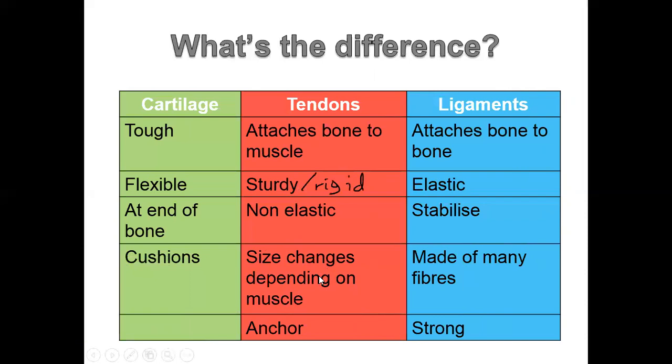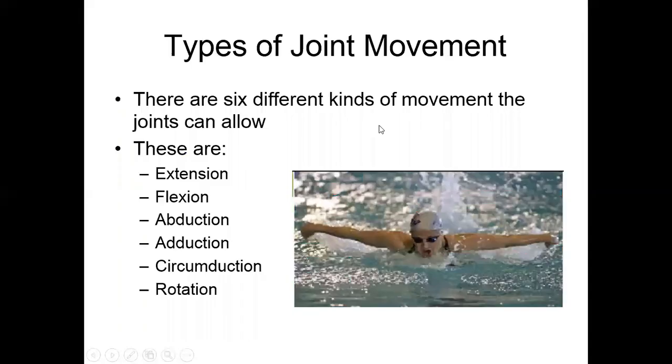If the muscles are strong muscles which are used for very strong jobs or purposes, it's going to be big. It's going to be bigger than the muscle which is doing a very simple job. And also just anchor. Anchor means to hold firmly in a place. So now the ligament attaches bone to bone. It's elastic. It stabilizes the movement of the bone, and also is made of many fibers, which is very strong. So these are the basic things you need to know about the joints.